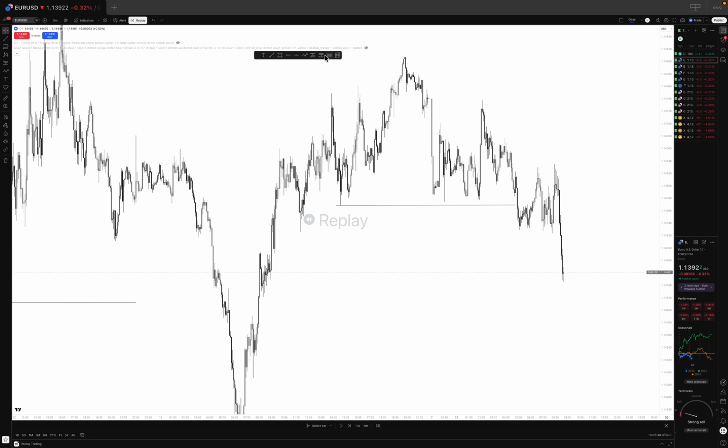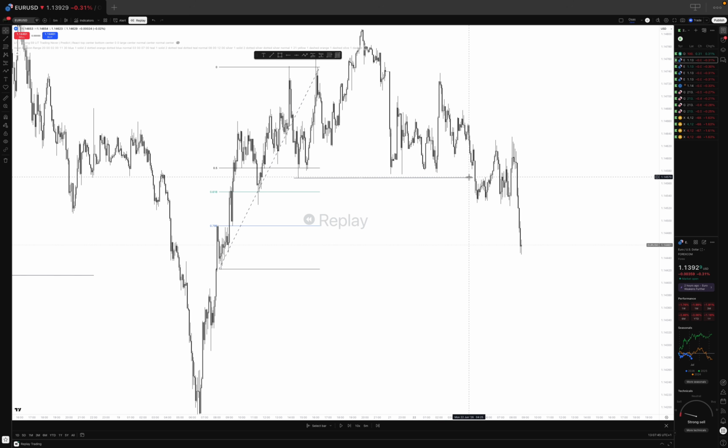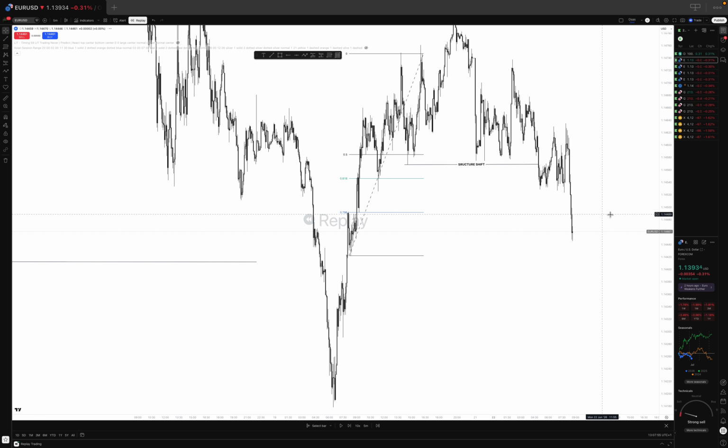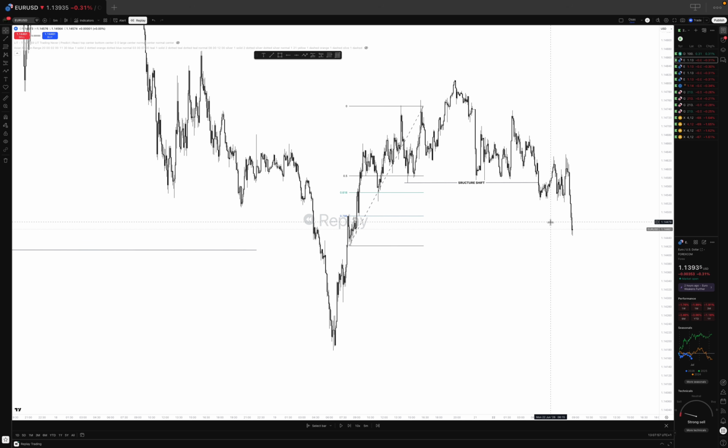So in confirming this, I just have to put my scale right here. Okay. A low, a high, a low, a high, a low, a high. Yeah, there's a structural shift right here. There's a structural shift right here, which was the last money transfer. So I'm expecting to look for a sell.